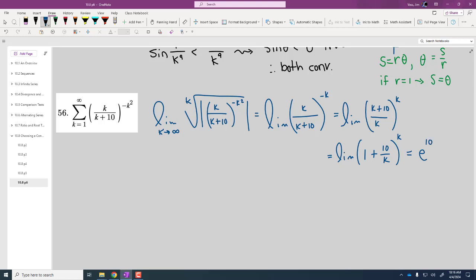Okay, so root test. We end up with a constant that is greater than 1. So our conclusion is divergence. It's cousin of the geometric series. Less than 1 converge, greater than 1 diverge. So this is greater than 1, so therefore diverge.